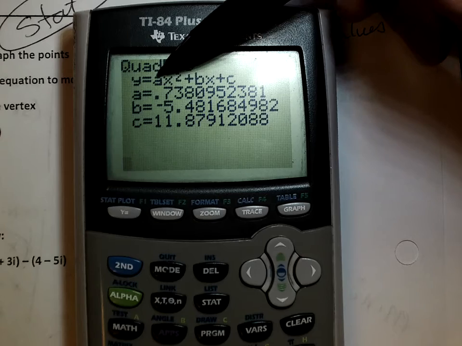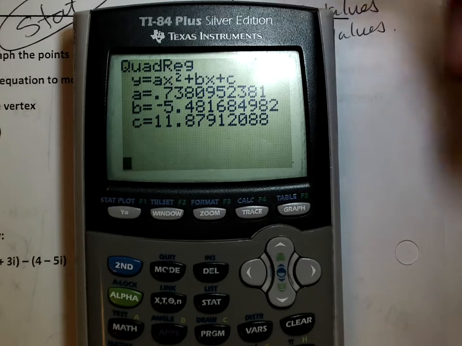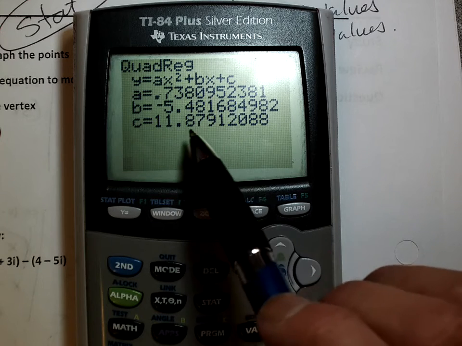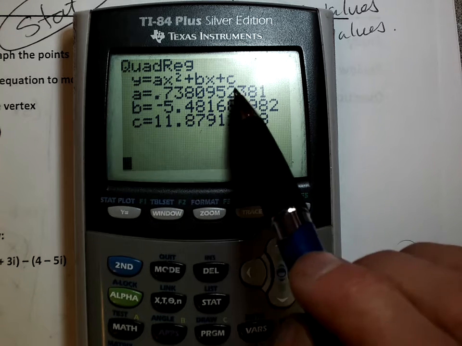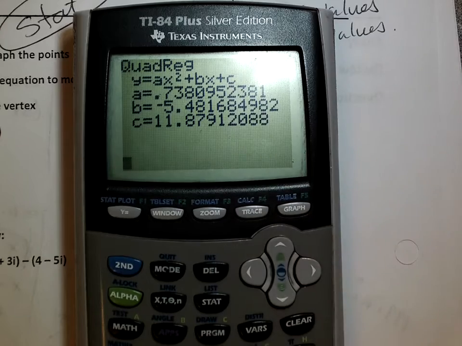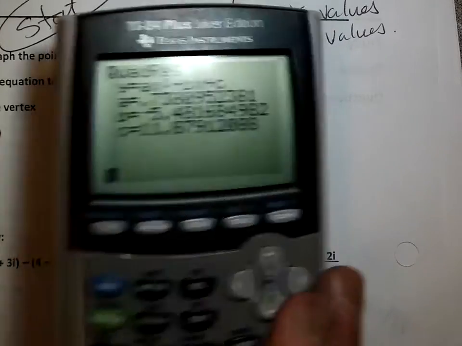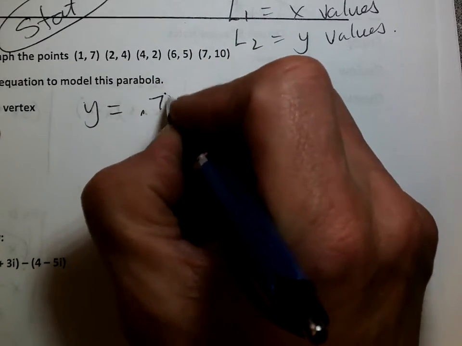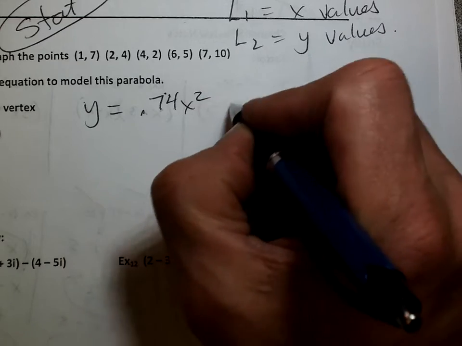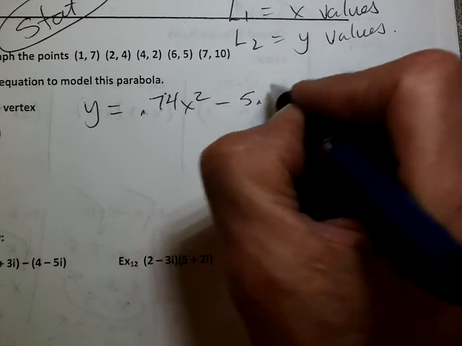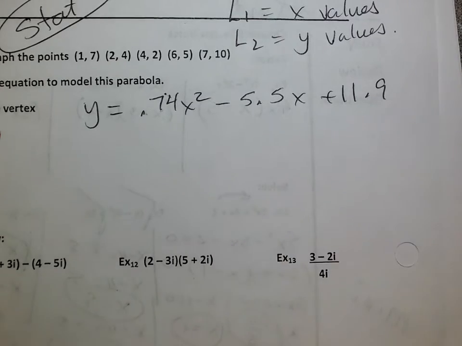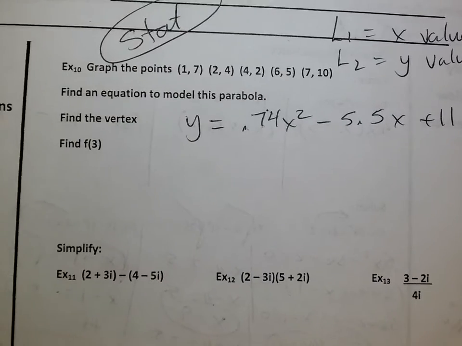Okay, so here's a. I'll round to 0.74. Put the 0.74 there for a, the negative 5.5 there for b, and the 11.9 in for c. And there's our equation. We're going to round a little bit because I don't want to put all of those ugly decimals in there. So my answer is going to be y equals 0.74x squared minus 5.5x plus 11.9.